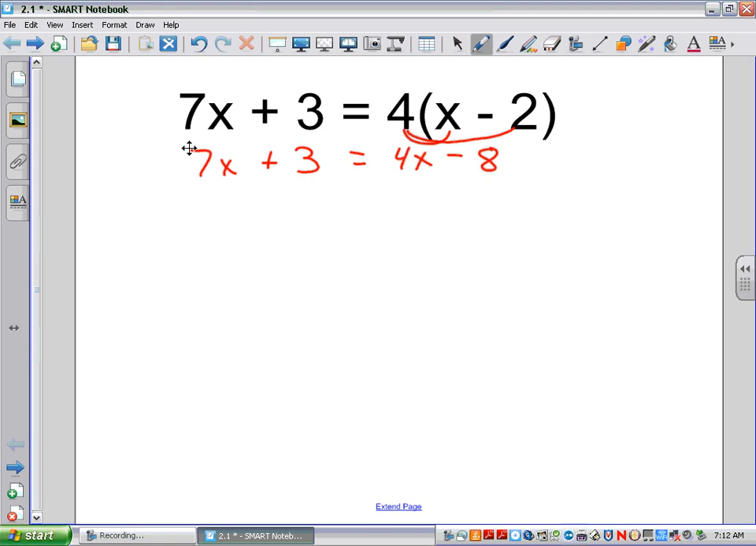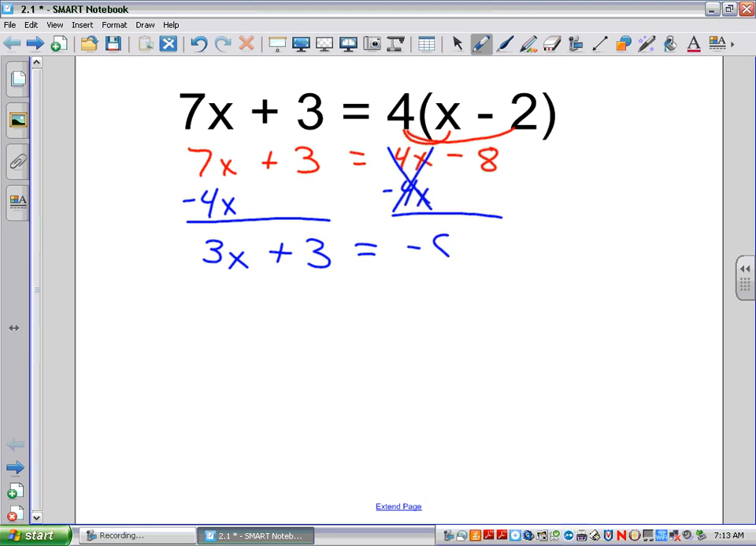Now I see variables on both sides. I see a 7x on the left and a 4x on the right. So let's simplify. Let's subtract 4x from both sides. That'll clean things up quite a bit. Here's my opposites, so I can mark those out. 7x minus 4x is 3x. Bring down my plus 3 equals, bring down my minus 8.